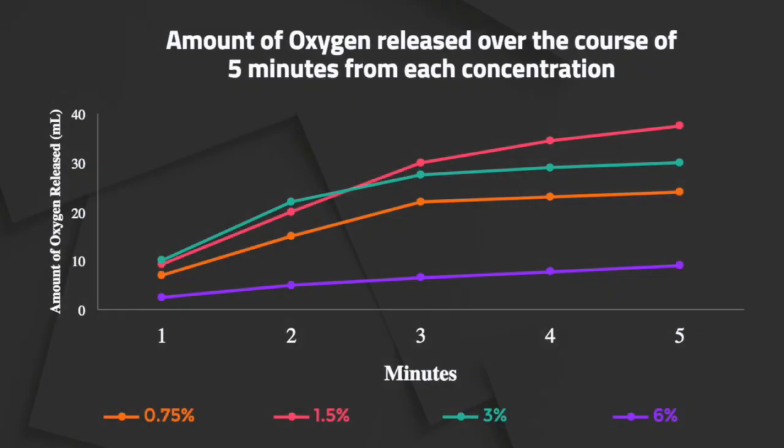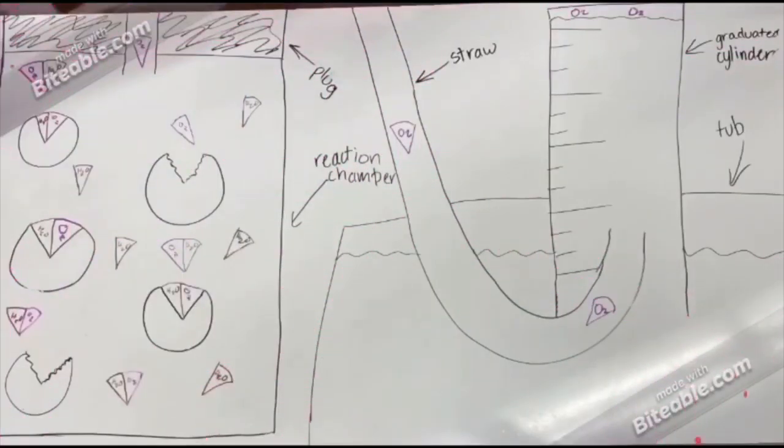As you can see in our graph, the hydrogen peroxide concentration that released the most oxygen was the 1.5%, followed by the 3%, and then the 0.75%, then the 6%. In this model, you can see the reaction chamber and the tub of water with the inverted graduated cylinder and the tube flowing into it.